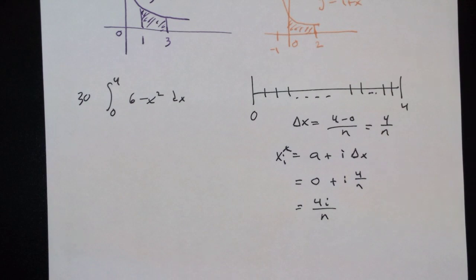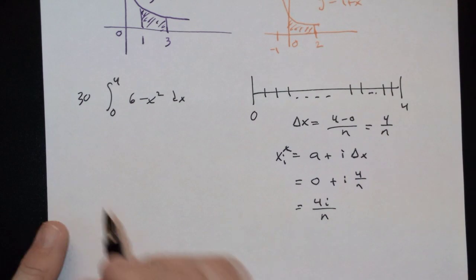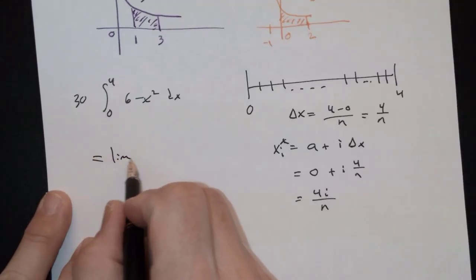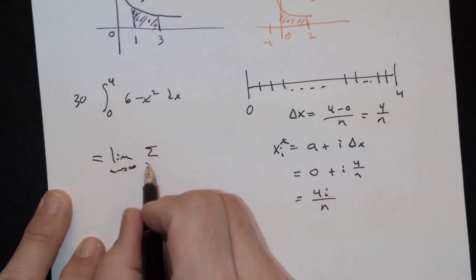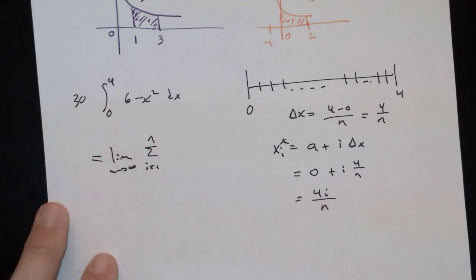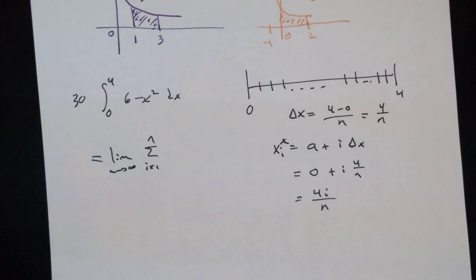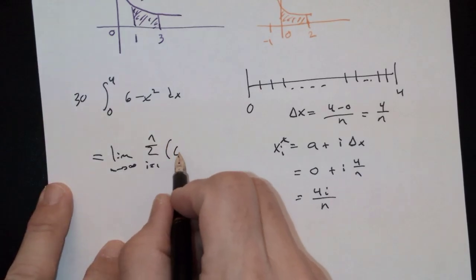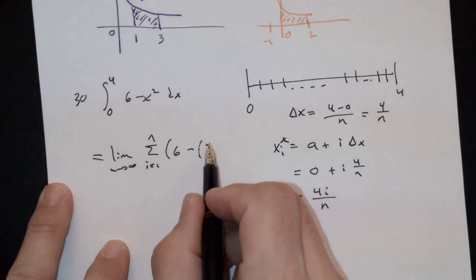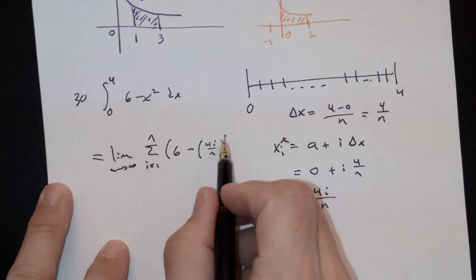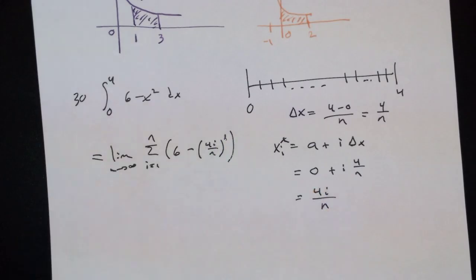So let's write this as a sum. Limit as n goes to infinity, sum i equals 1 to n, f of xi star, 6 minus this thing squared, times delta x.